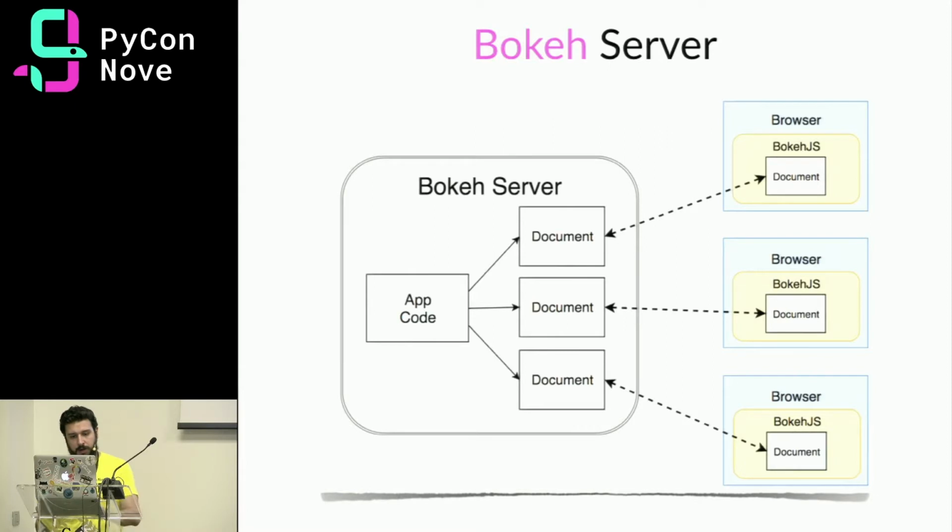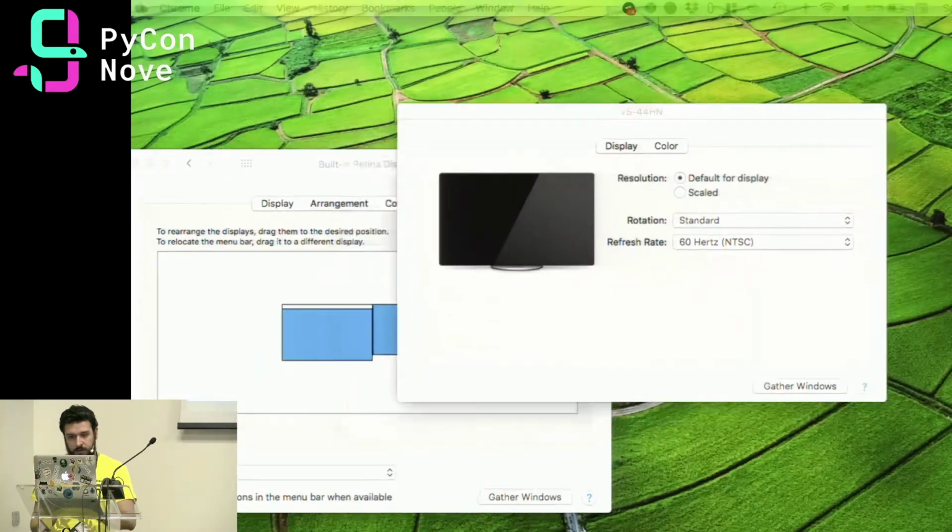This is the schema. Okay, you have your app code running in Bokeh Server that produces a document for each app, and it is synced with each browser request the Bokeh Server will receive. It's quite simple. It's quite difficult to explain, but I have an example also for this.